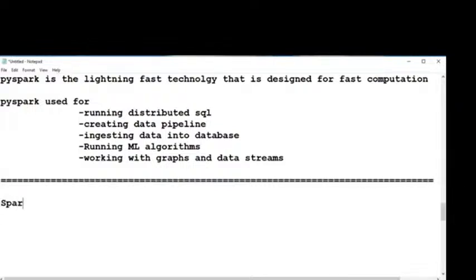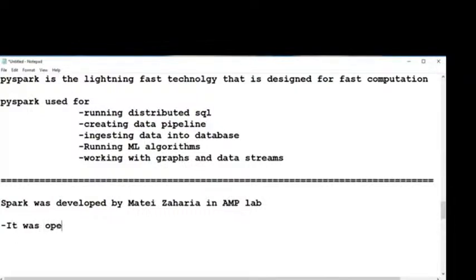If you see Spark, it was developed by Matei Zaharia in AMP Lab. It was open sourced in the year 2010.